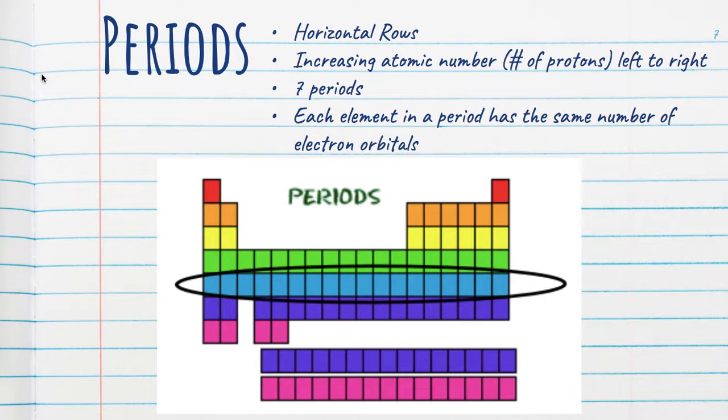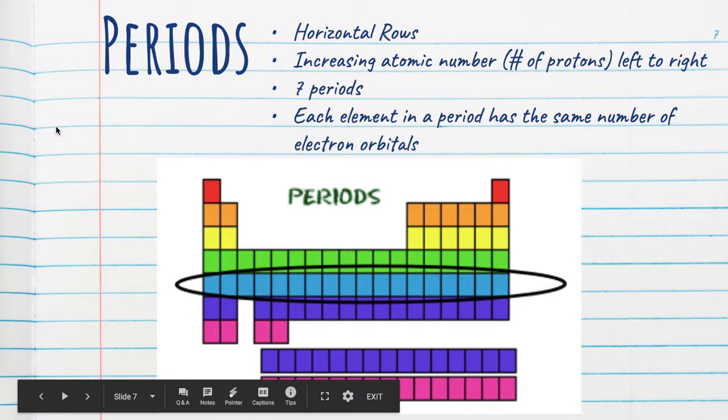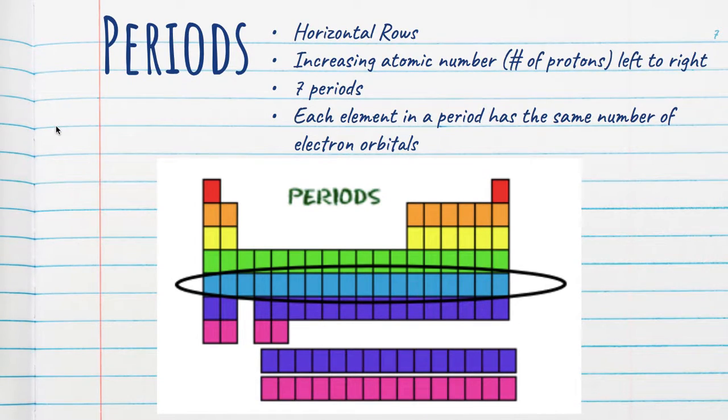So the periods are the horizontal rows in the periodic table, and again, they increase in atomic number going from left to right. There are 7 periods, so if you start here at the top and count down, you've got 7. Each element in a period has the same number of electron orbitals. So in period 1, they have 1 orbital. In period 2, they've got 2. In period 3, there are 3 orbitals, and so on.